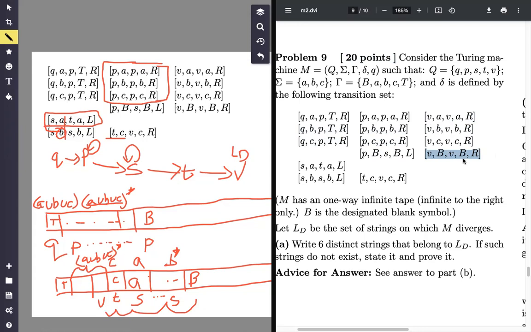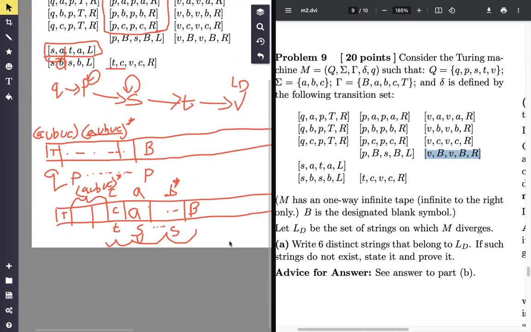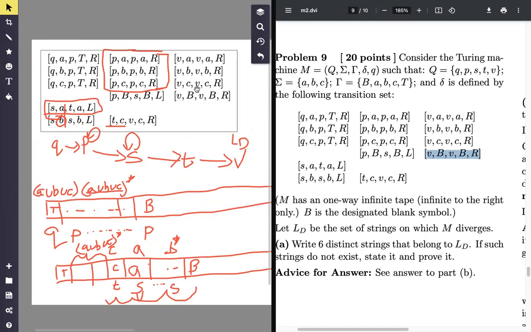Oh, where does it say right? Oh, the V. Doesn't matter. Right, even if this was here, this doesn't actually change anything. Right? Because the moment I get to V, I'm diverging. Doesn't matter what.